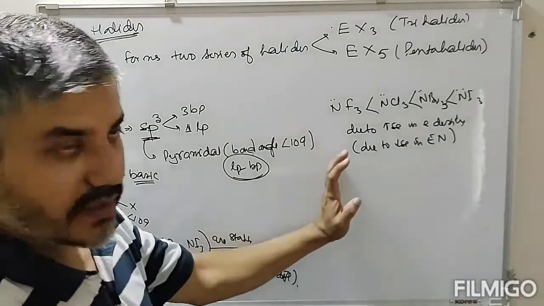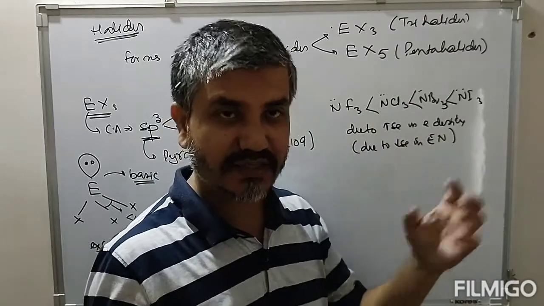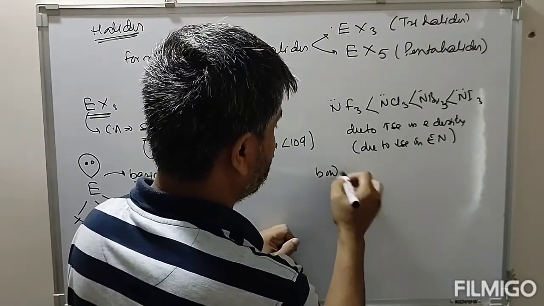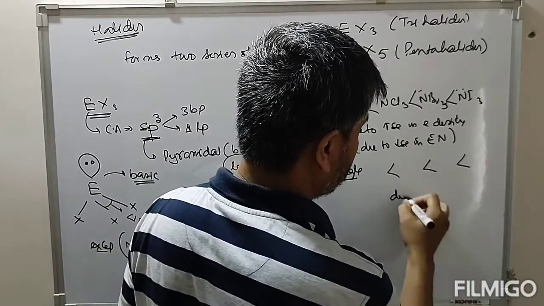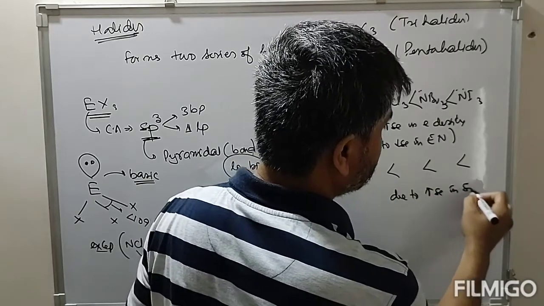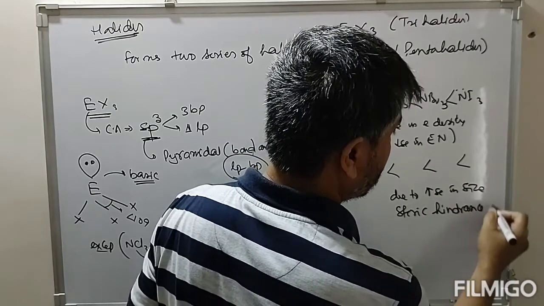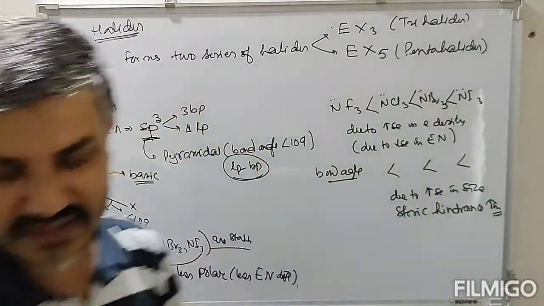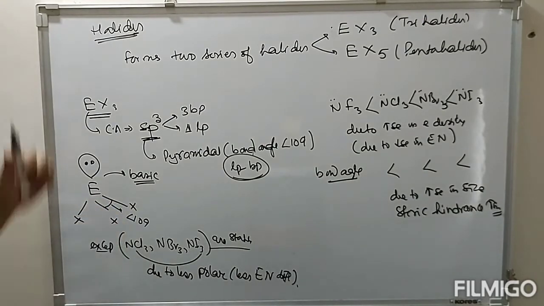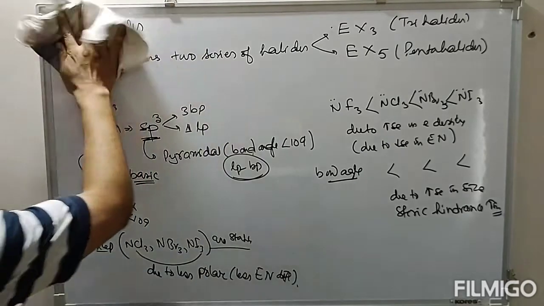But if you look at this bond angle, the bond angle also increases from fluorine to bromine to iodine, because size increases. As the size increases, steric strain also increases. Due to increase in size, steric hindrance increases. So as the steric hindrance increases, the bond angle also increases. So this is the X3 series, that is trihalides. These also form pentahalides.